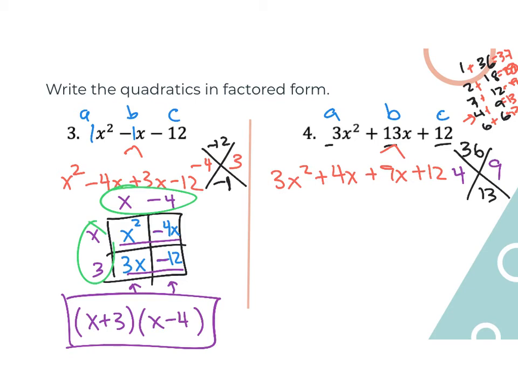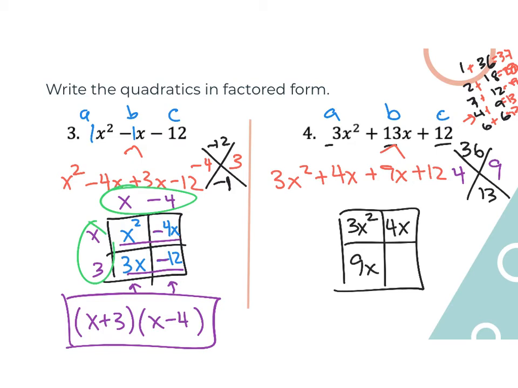And then when I put those inside the box, it looks like this. 3x squared, 4x, 9x, and 12. And I look for those GCFs. From 3x squared and 4x, I've got an x. From 9x and 12, I can take out a 3 there.